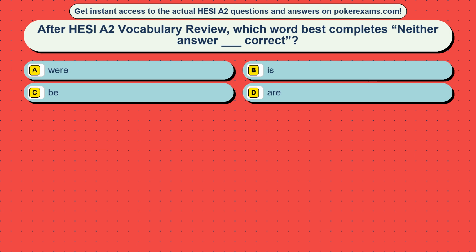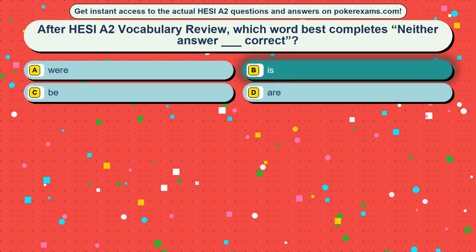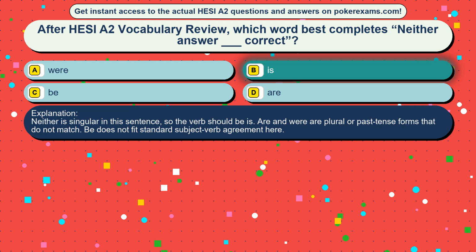Question 46. After HESI A2 vocabulary review, which word best completes the sentence: neither answer blank correct? Option A, were. Option B, is. Option C, be. Option D, are. The correct answer is option B, is. Neither is singular in this sentence, so the verb should be is. Are and were are plural or past tense forms that do not match. B does not fit standard subject-verb agreement here.